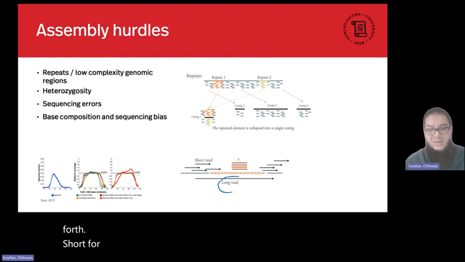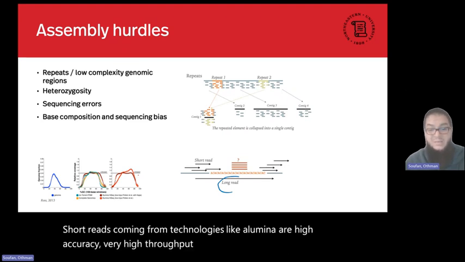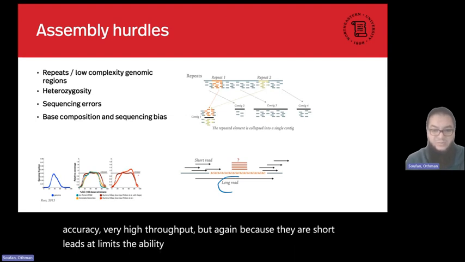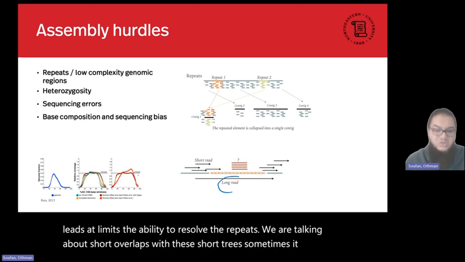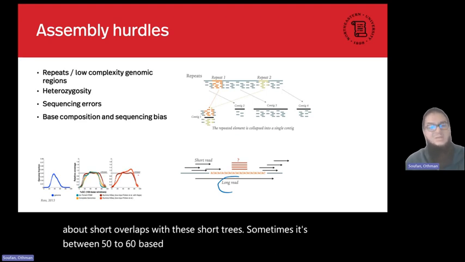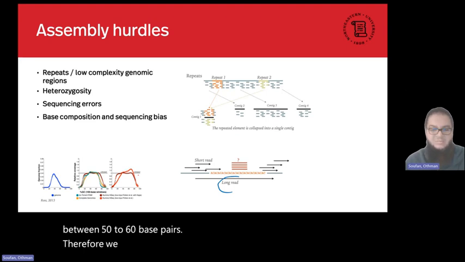Short reads coming from technologies like Illumina are high accuracy, very high throughput. But again, because they are short reads, it limits the ability to resolve the repeats. We are talking about short overlaps with these short reads, sometimes between 50 to 60 base pairs. Therefore, we may have false matches and so on and so forth.